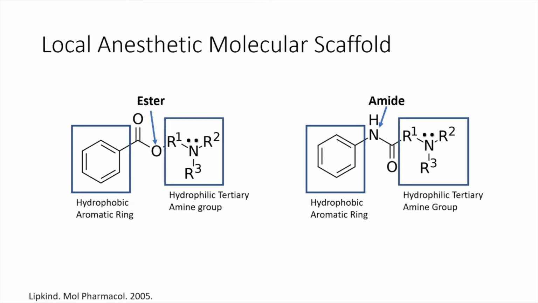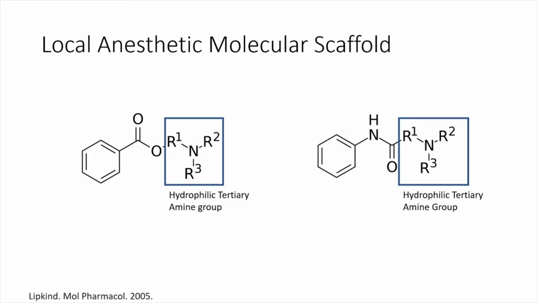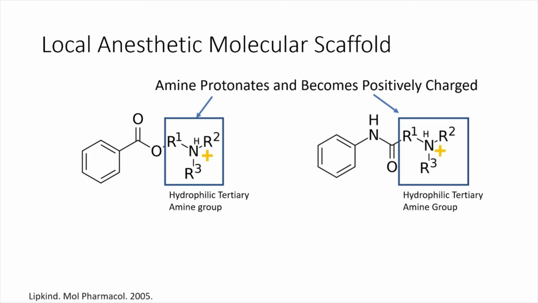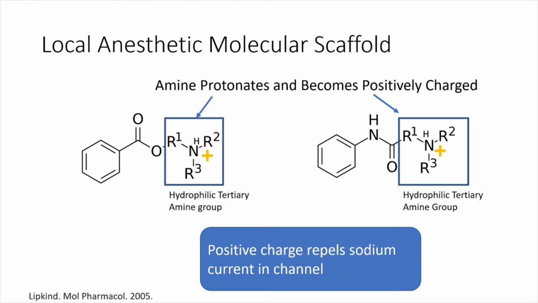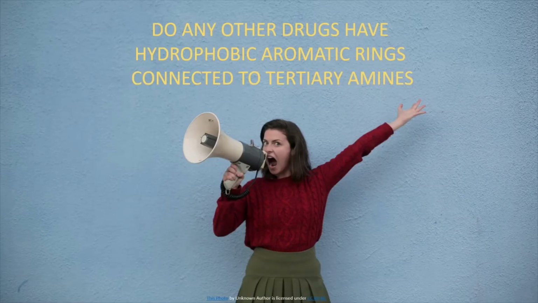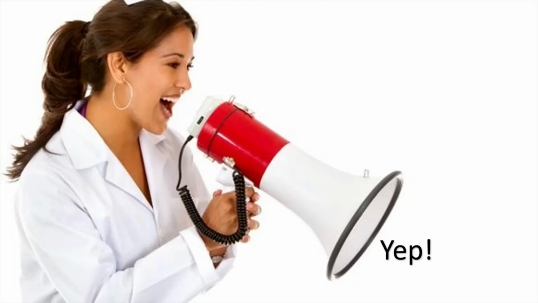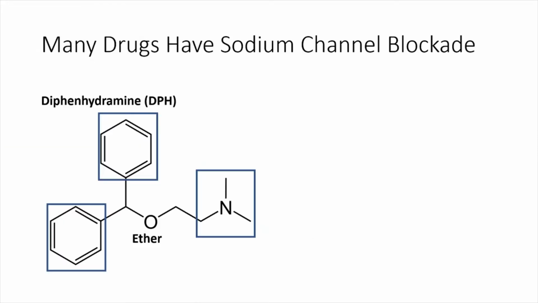The hydrophobic aromatic ring is very important for cell entry and positioning the drug within the sodium channel. And the hydrophilic tertiary amine group will get protonated when it's in the sodium channel and actually repel incoming positive sodium charges. So, are there any other drugs with hydrophobic aromatic rings connected to tertiary amines that can block sodium channels? Yes. Introducing an ether, diphenhydramine: two aromatic rings connected to a tertiary amine group by an ether.